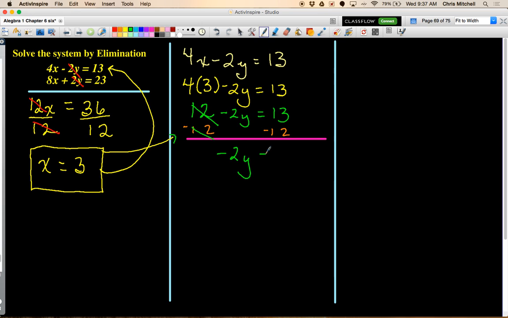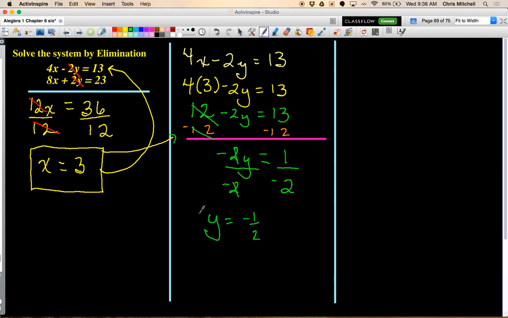-2y equals 1, because 13 minus 12 is 1. Now I'm going to divide both sides by -2. So my 2's are going to cancel out. It's going to leave me with y, positive y, because a negative and a negative, the result is positive, equals -1. So 1 divided by -2 is -1/2.